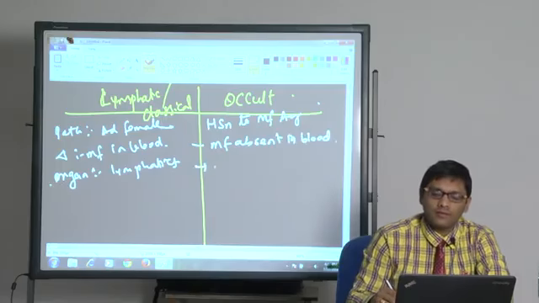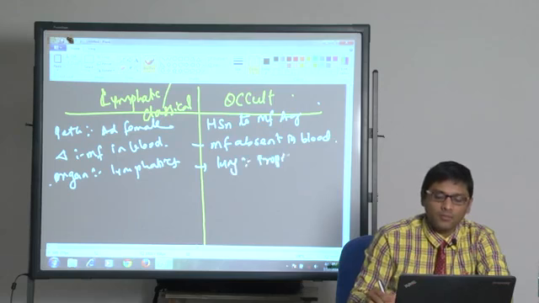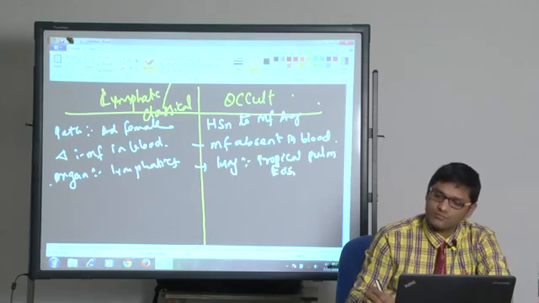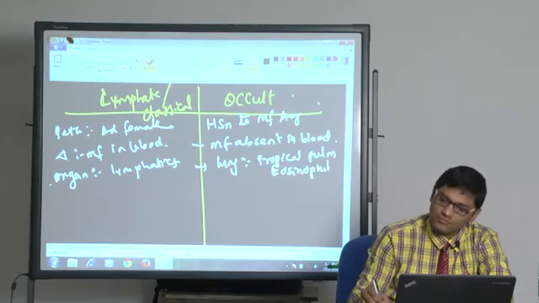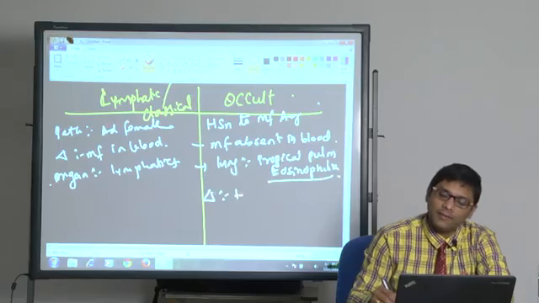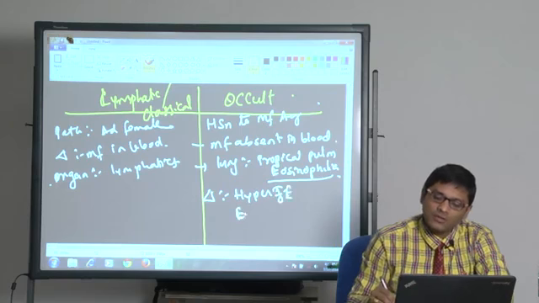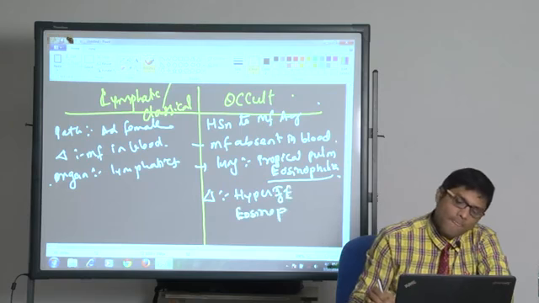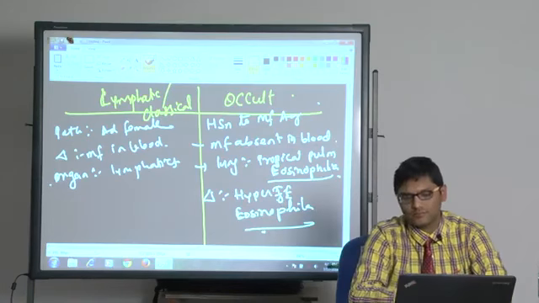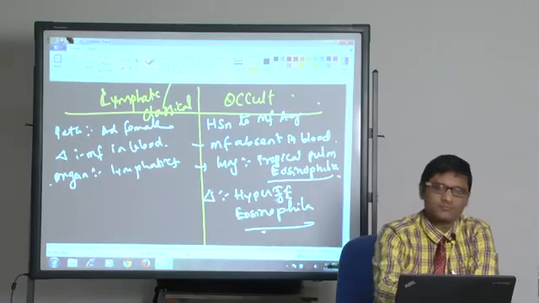The most commonly affected organ will be the lung, where it is called tropical pulmonary eosinophilia. And here diagnosis is done by hyper IgE and eosinophilia. These two are the diagnostic features.